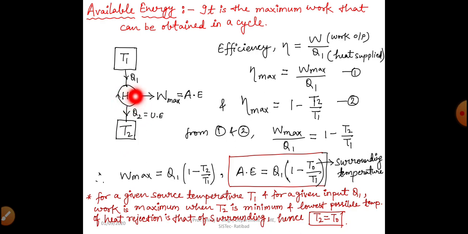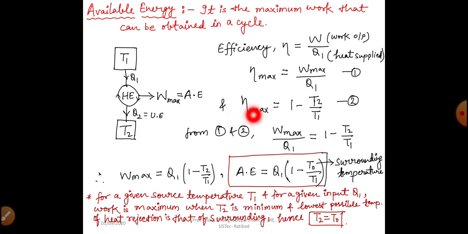This is our heat engine, which is getting heat Q1 and rejecting heat Q2. By getting heat Q1 it is producing W max, and that maximum work output is our available energy, right? And this rejected heat Q2 is our unavailable energy. So efficiency is given by W by Q1, where W is work output and Q1 is heat supplied. Here the work output is W max, so the maximum efficiency is W max divided by Q1. That will be equation number 1.